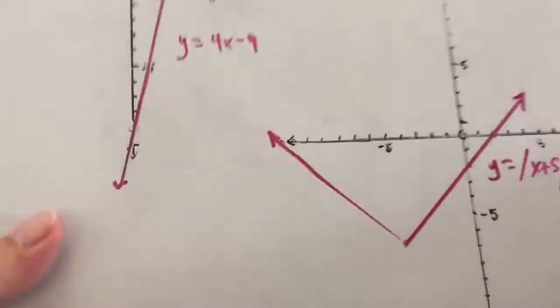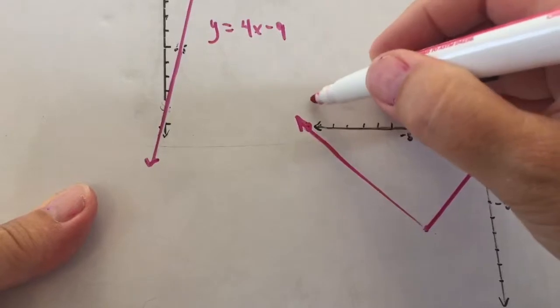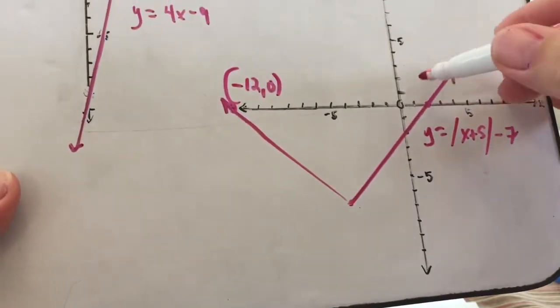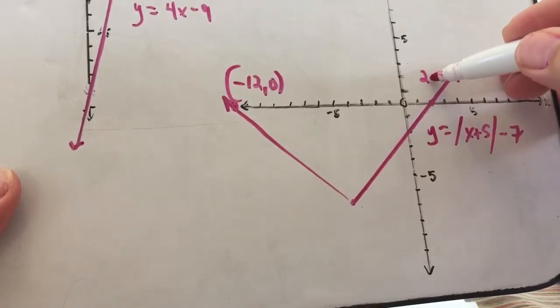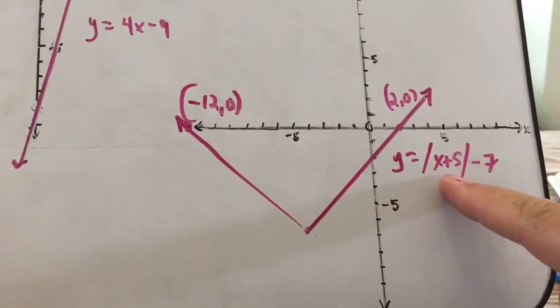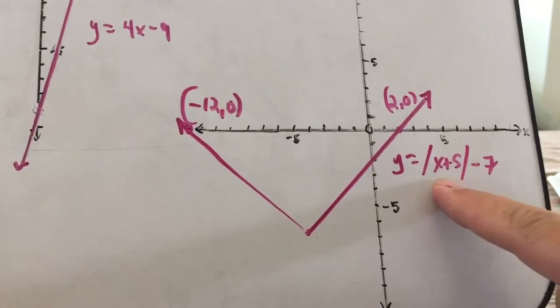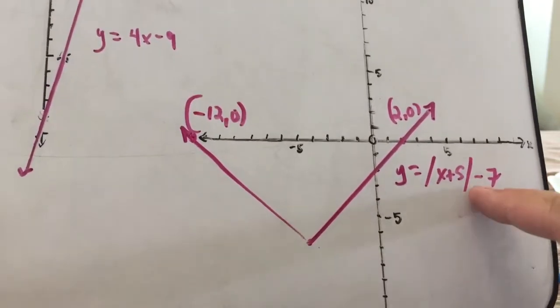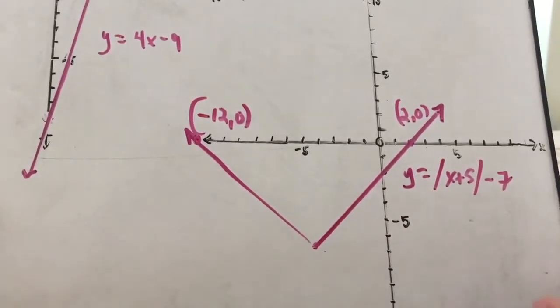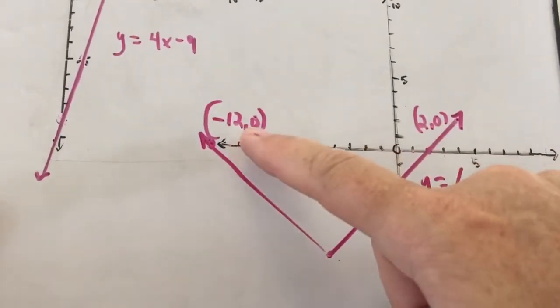Okay, so we have a solution at x is negative 12. Negative 12, 0 is a solution. And we have a solution at x is 2, 2, 0. If you check that, negative 12 plus 5 is negative 7, and the absolute value of negative 7 minus 7 equals 0, which is our y value.